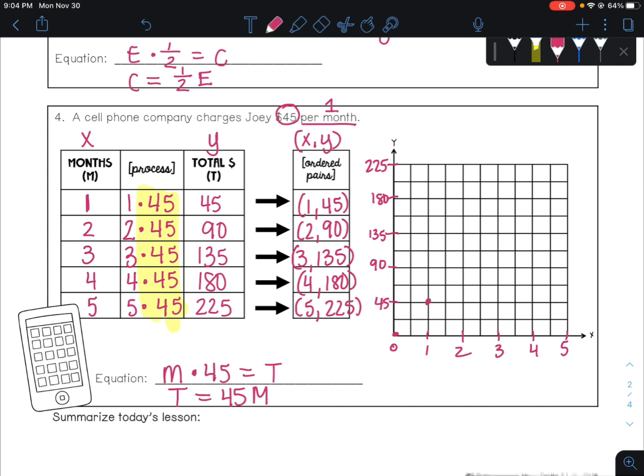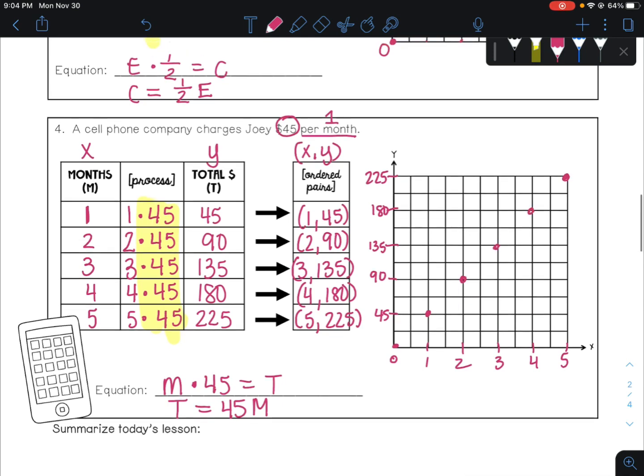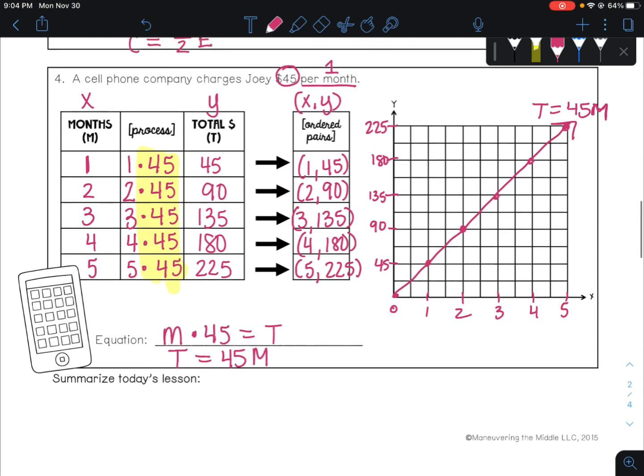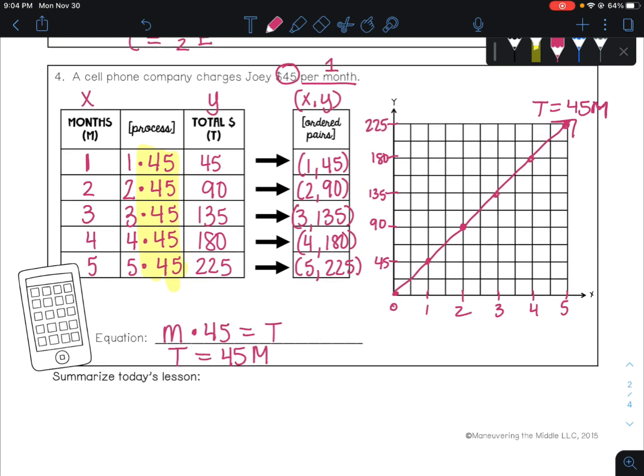And then when you fill it out, it's just going to be perfectly straight across because that's how we set it up. Okay? And if you want, you can even be one step fancier and you can connect these with a line. And you can see that that line actually has the equation T equals 45M. And that's it. We're going to talk more about the coordinate planes in our next lesson.